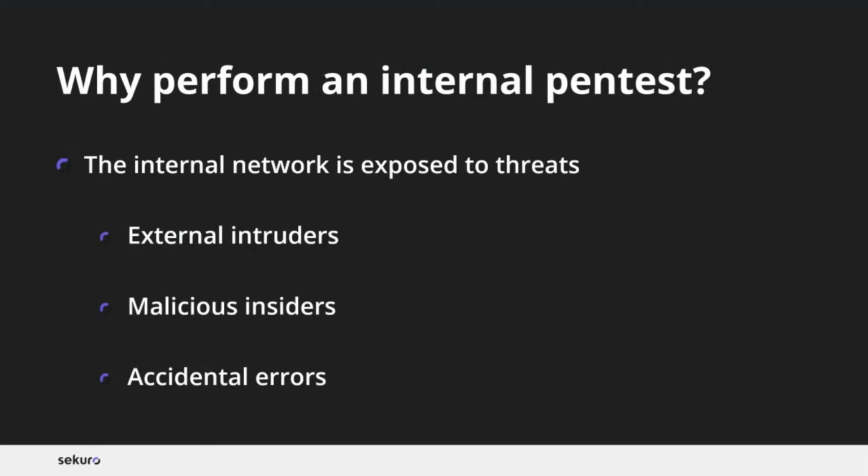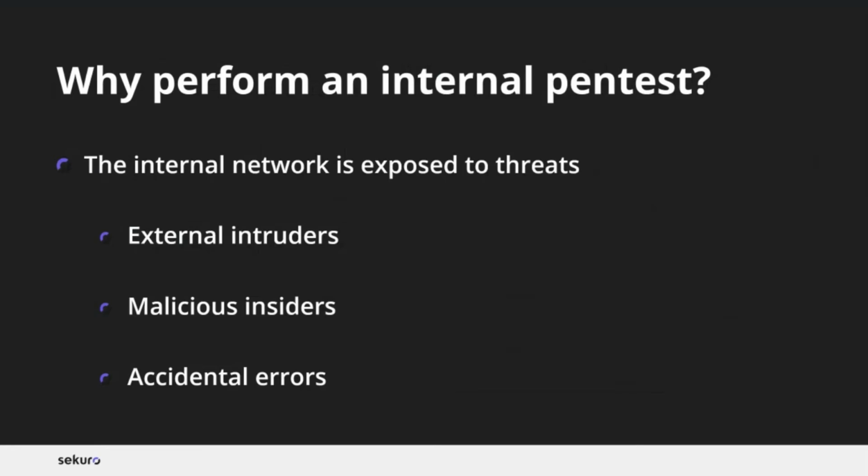So that's at a high level what an internal pen test would typically involve, or the steps that would be taken. But a question we also get asked is why would we want to do one? Why would you get or have an internal pen test performed? So the reality of IT is that your internal network is exposed to threats.